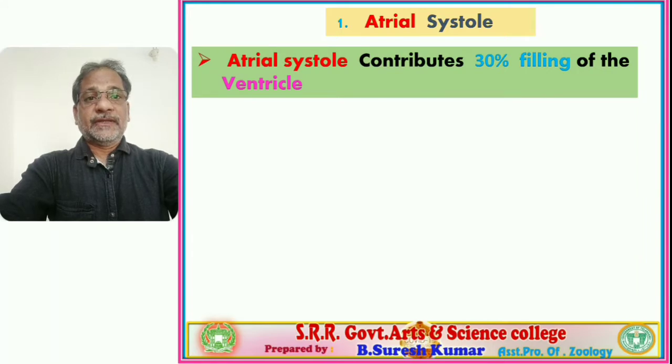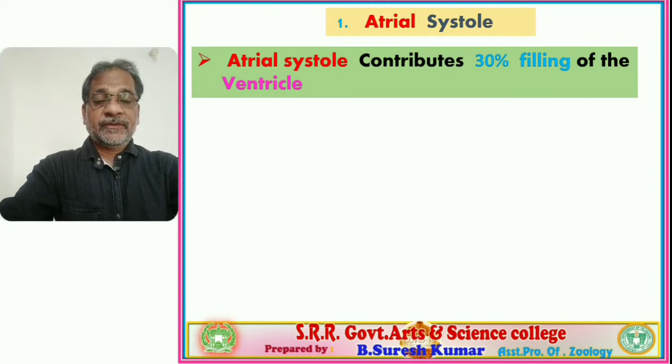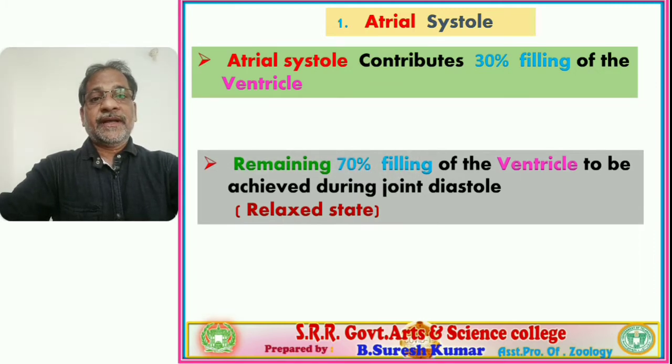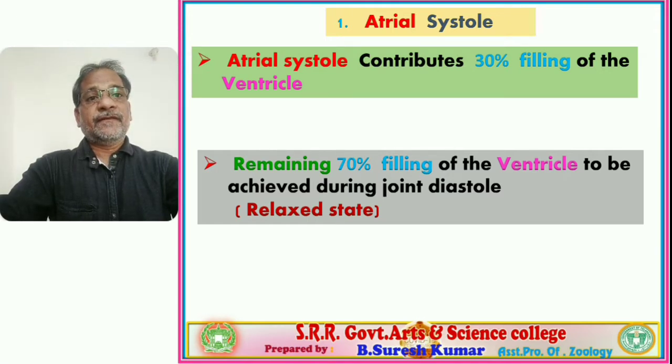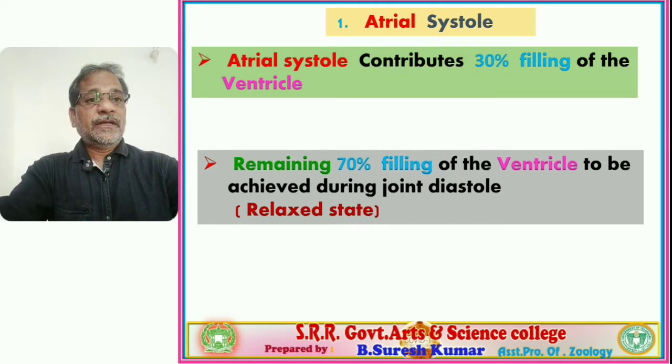If we observe atrial systole, it contributes only 30% filling of the ventricle, remember. What about the remaining 70%? Whenever the heart attains the relaxed state of joint diastole, in that condition 70% of blood is already filled into the ventricle. So the remaining 70% filling of the ventricle is achieved during joint diastole, at the time of relaxed state. So atrial systole contributes only 30%, you remember that, correct?